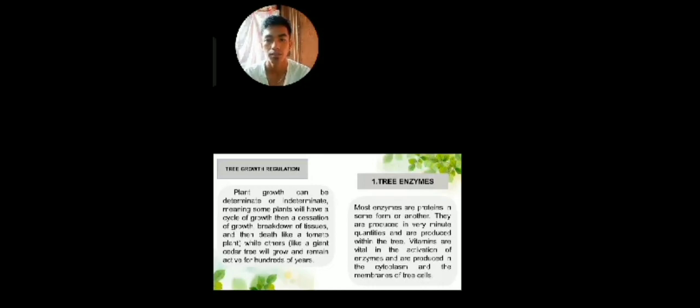Tree growth regulation. Plant growth can be determinate or indeterminate, meaning some plants will have a cycle of growth, then a cessation of growth and breakdown of tissues, like a tomato plant, while others, like a giant cedar tree, will grow and remain active for hundreds of years.